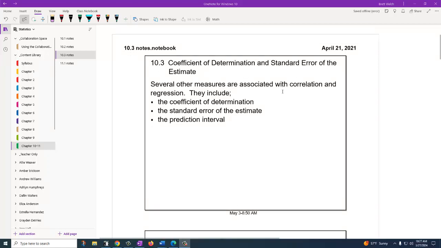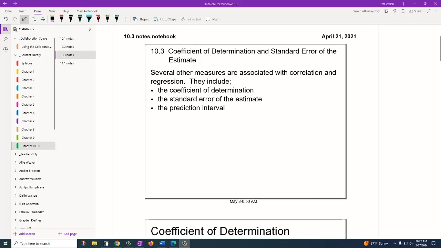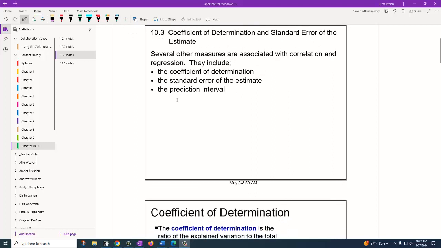There are a couple of other measures that are associated with correlation and regression. Specifically, we're going to talk about the coefficient of determination, the standard error of the estimate, and the prediction interval.